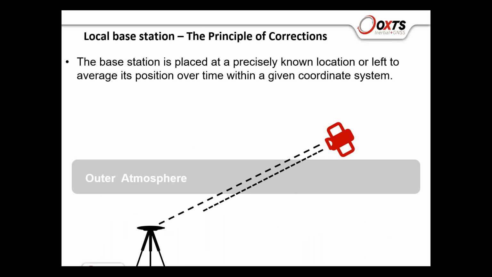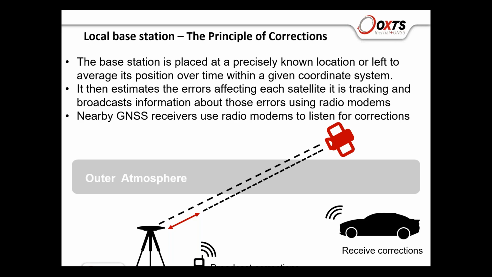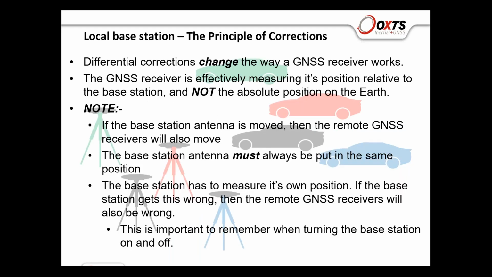The most common solution for use in a proving ground is the use of a local base station. The base station is set at a known location, or it's left to average its position over time. The base station then compares the data that is received from the satellites, and the correction in each satellite's measurement is transmitted using radio modems. The nearby GNSS receivers also have radio modems to listen for these corrections.